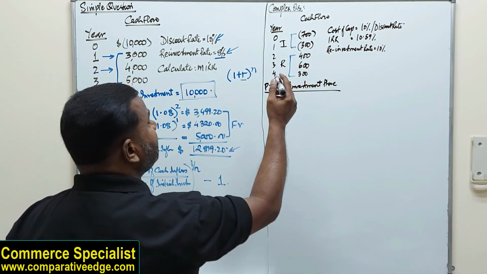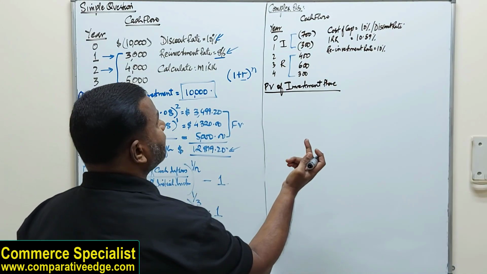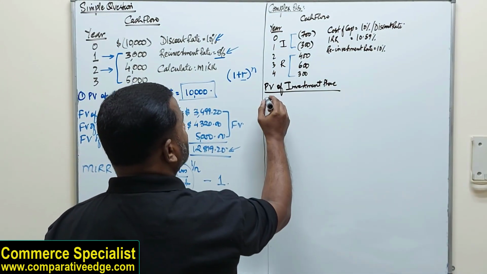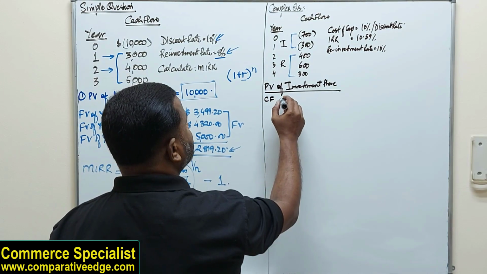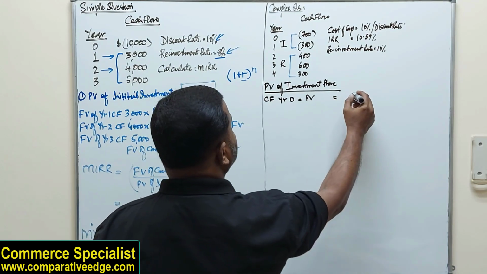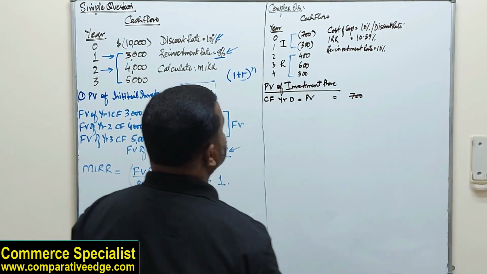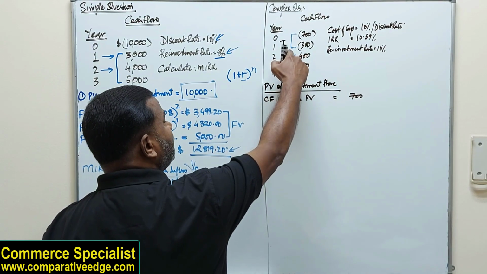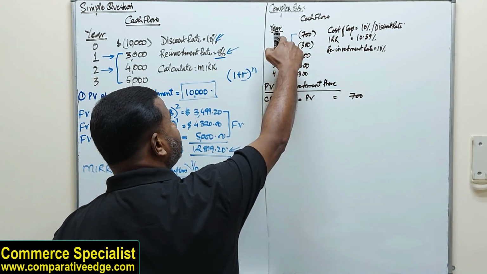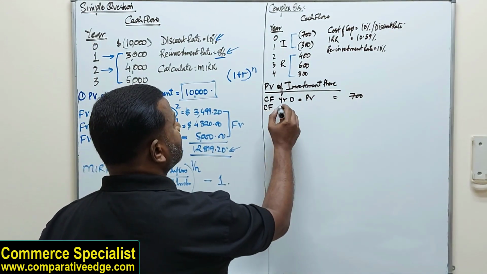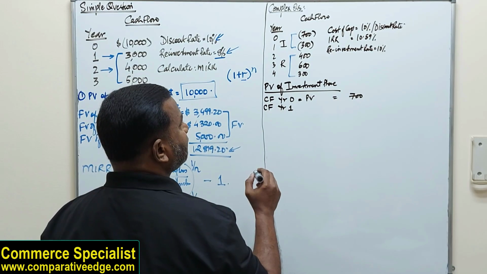Which is obviously 700, it's 700 means 700. So cash flow for year 0, the present value is equal to 700. But you see, this is invested in year 1. So what will be the present value at year 0?